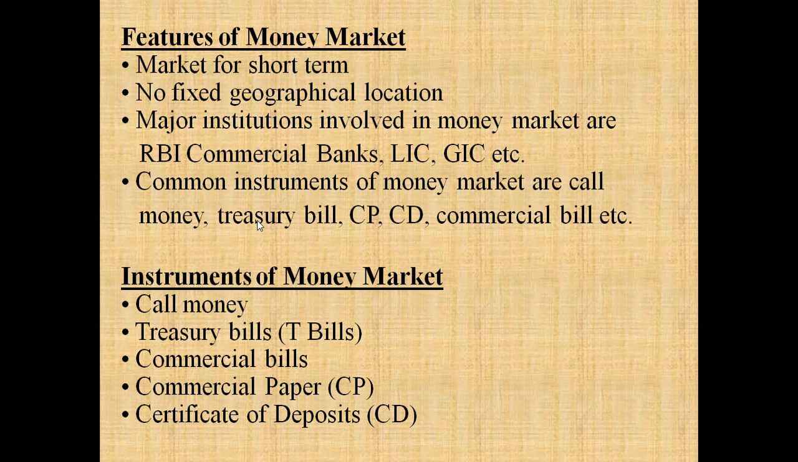Now, features of money market. Number one feature, market for short-term finance. So it's a market which is generally for a short period of time. Now, no fixed geographical location. For money market, there can be no fixed geographical location, because the money market can float from one place to another place. So it may not have a proper physical location. It's all related to the infrastructure that has been built by the government of a particular country, and it depends upon the communication and the technology that are used in that particular place.